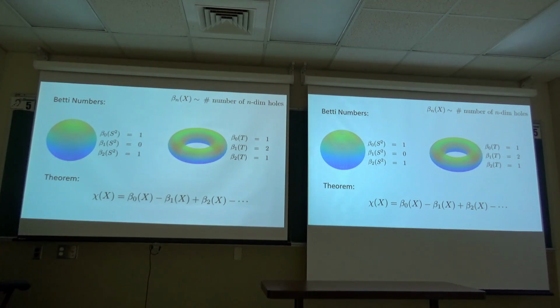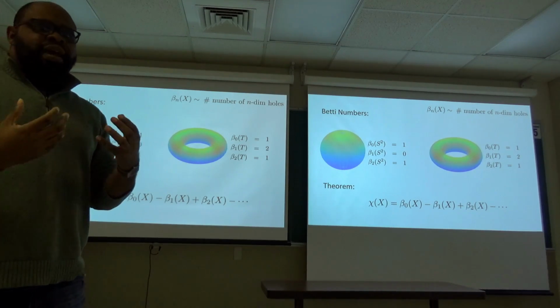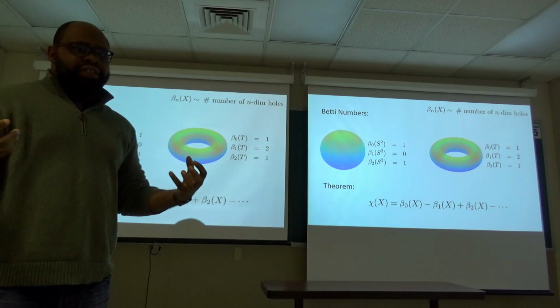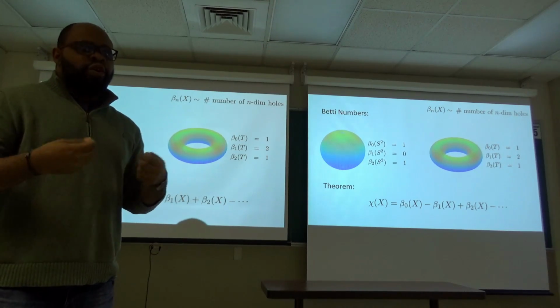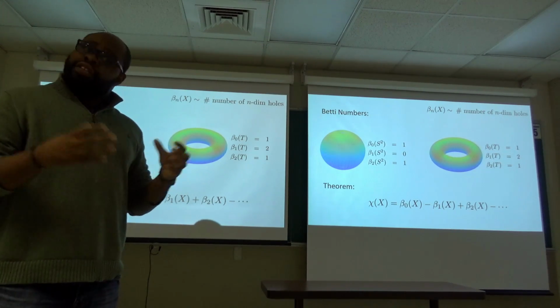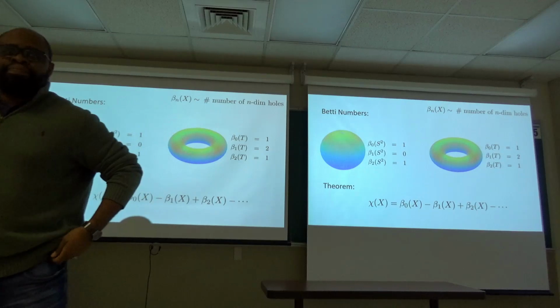Okay. Are there any questions? So I'm sorry. What was the reason there was only one zero-dimensional hole? Yeah, so zero dimension measures connected components. It measures the number of connected pieces in the space. There's just one connected component. Yep.